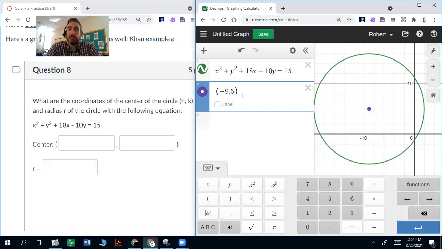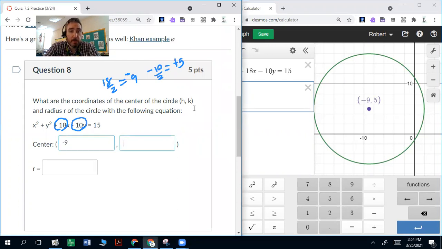That looks pretty convincing. Now here's how you can check from the original graph or equation. I take this 18. 18 divided by 2 is 9. Flip the sign, -9. Take this -10. -10 divided by 2 is -5. Switch the sign, 5. So we can get that -9, 5 from there. So we're good on those ones.